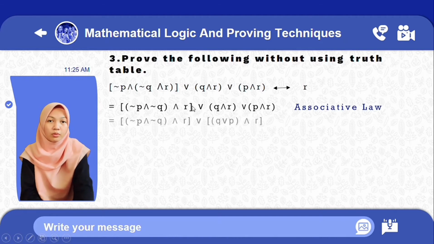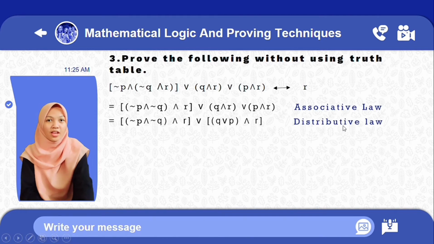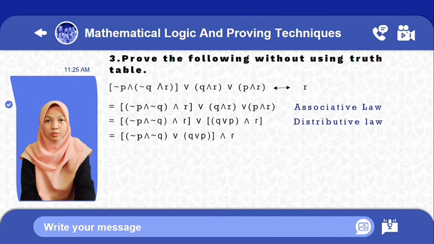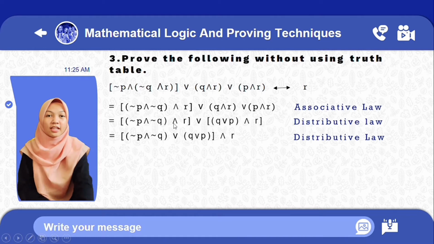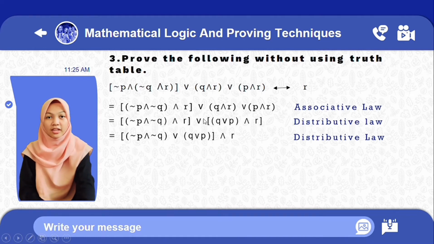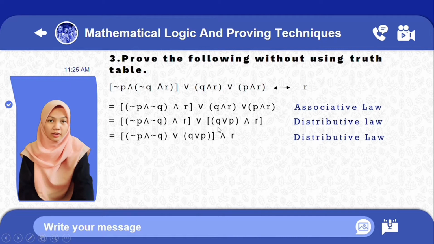Okay, and the next step, we can use the distributive law when we see that there are conjunction, disjunction and conjunction here. So we can group Q or P in one bracket and let R be outside. The next step, we can apply the distributive law again when we see conjunction, disjunction and conjunction here. We can write R outside and put this bracket and this bracket in one bracket.